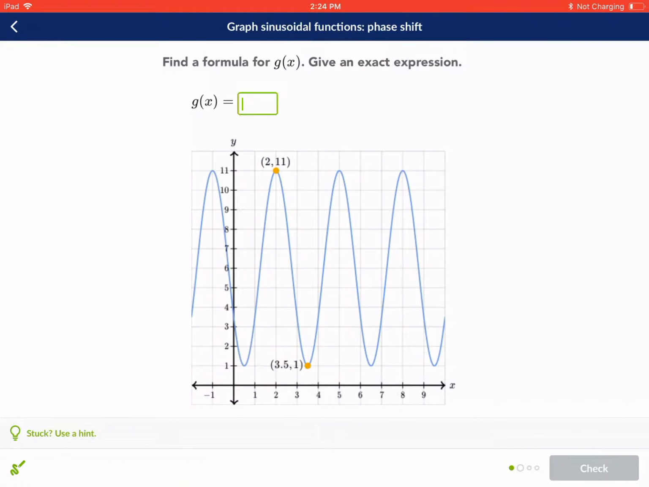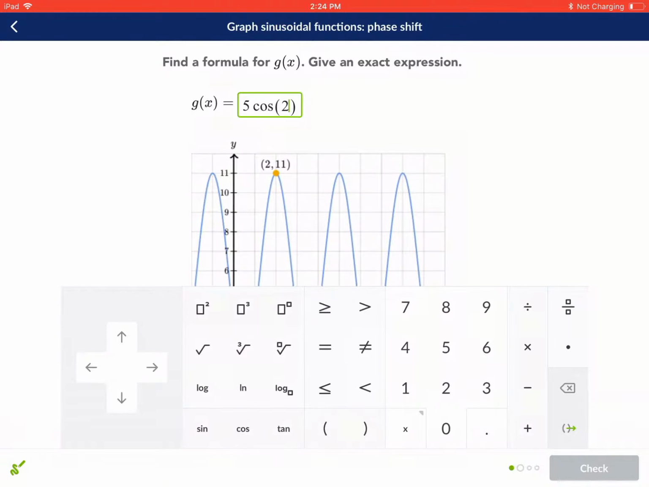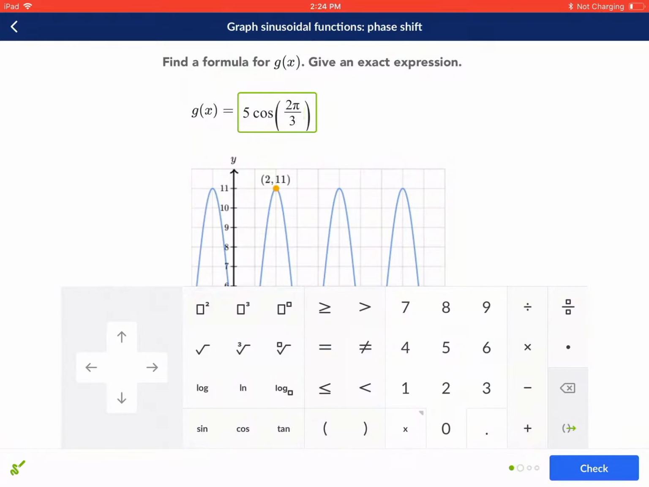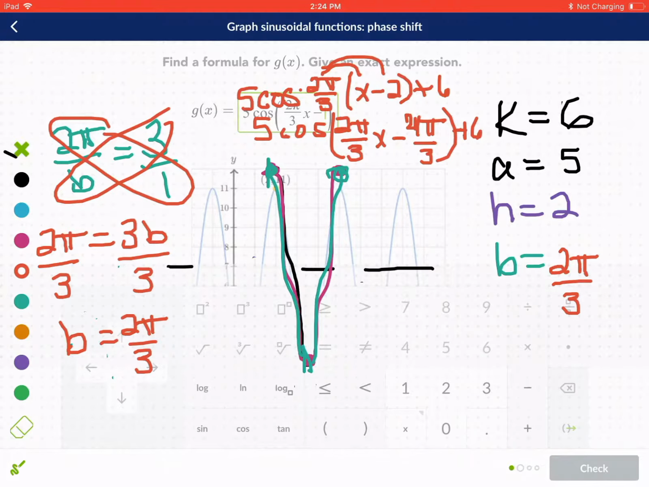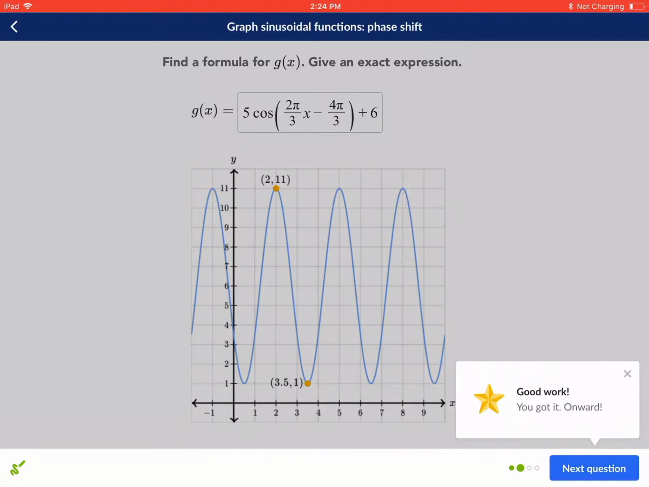So let's go ahead and type that in. 5 cosine, we had 2 pi over 3 x minus, let me just double check, 4 pi over 3, plus 6. Let's check. We're good to go.